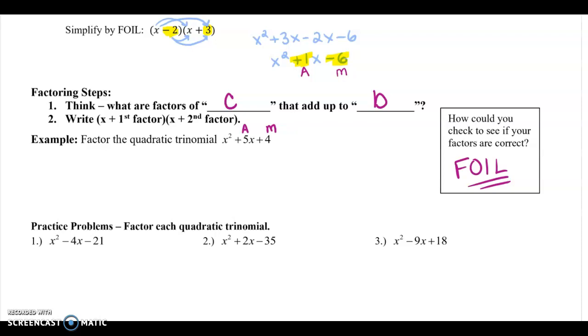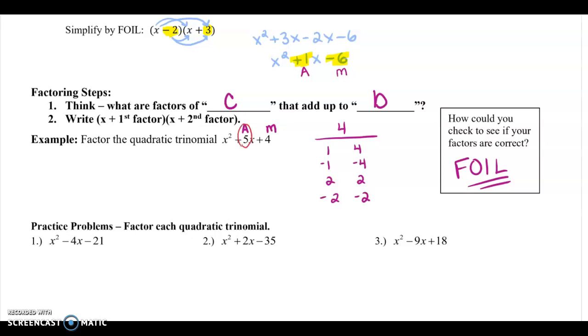So factor this trinomial. I need numbers that multiply to 4. So I'm going to go through and write all the factors that could multiply to 4. That's 1 and 4, -1 and -4, 2 and 2, -2 and -2. And I need to pick the pair that adds to +5.